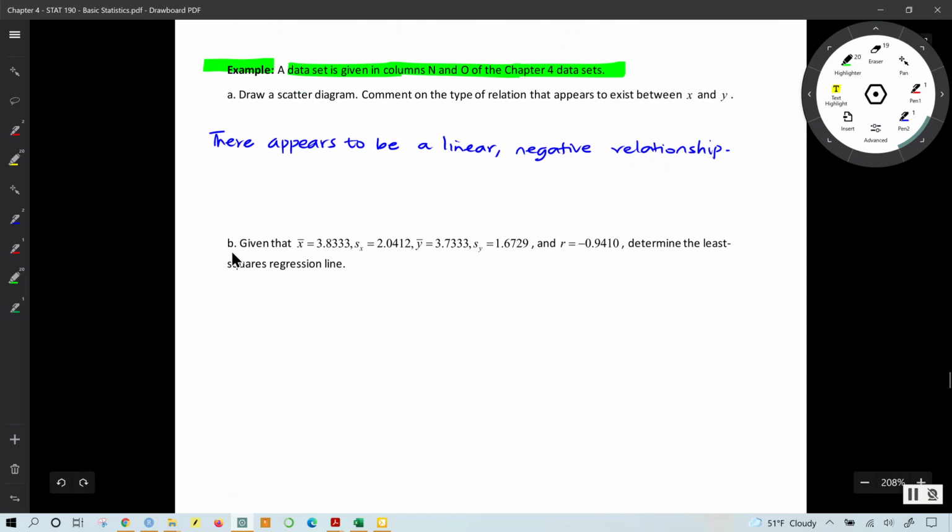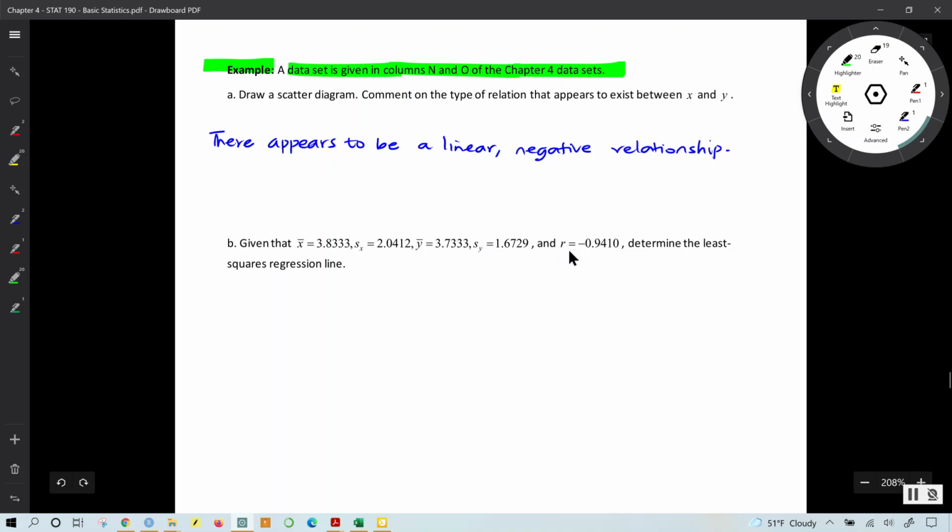Then in question B, I have been given x bar, I've been given the standard deviation for values of x, I've been given y bar, the average of all y values, and I've been given s_y, which is the standard deviation for all y values.